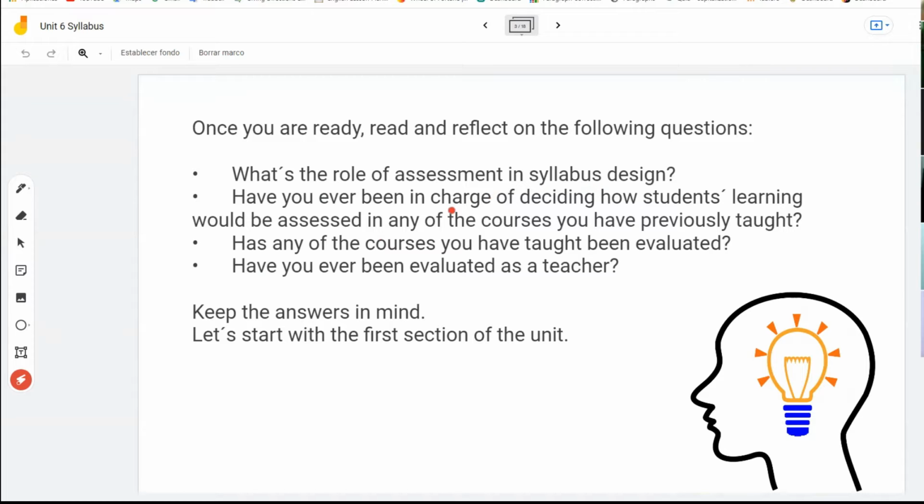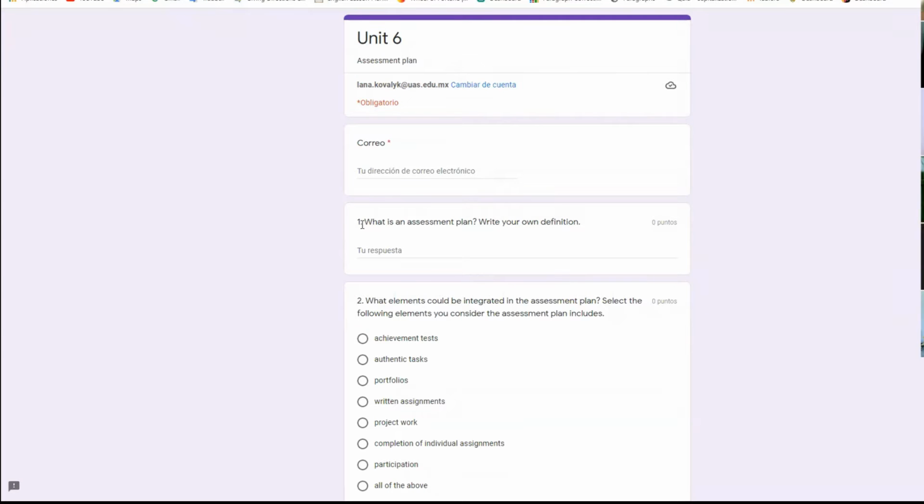Have you ever been in charge of deciding how students' learning would be assessed in any of the courses you have previously taught? Has any of the courses you have taught been evaluated? Have you ever been evaluated as a teacher? So I'll give you just 2-3 minutes to think. But let's go with the first question. What is an assessment plan?